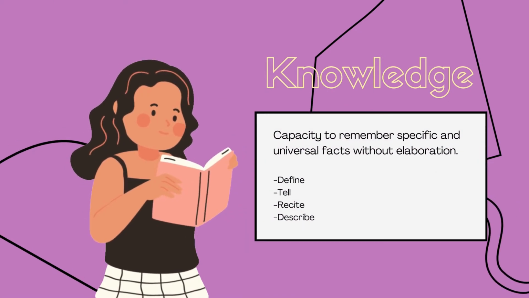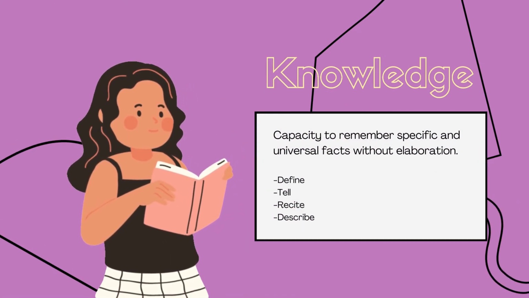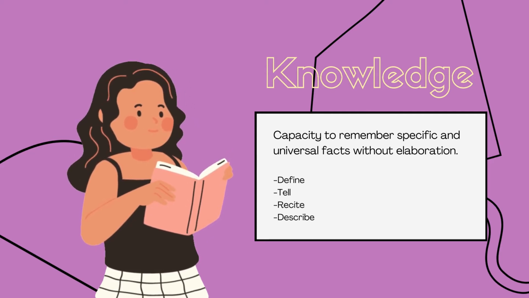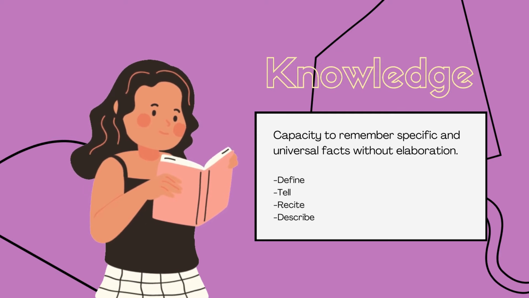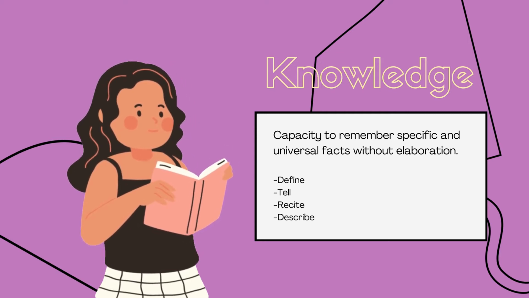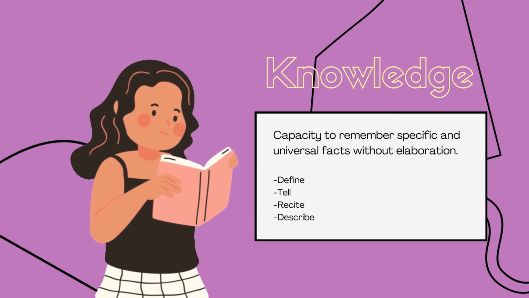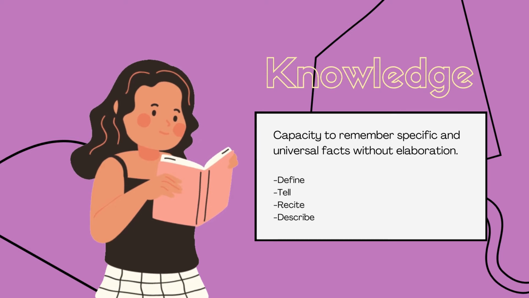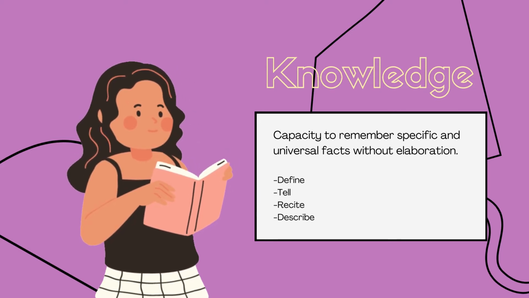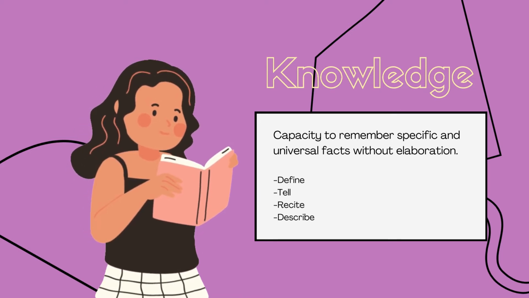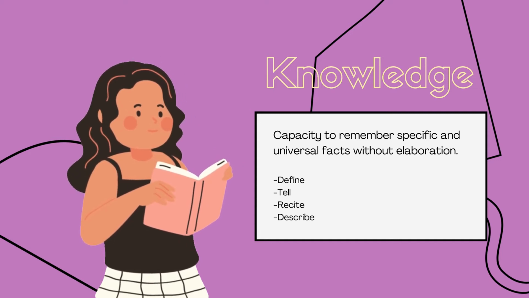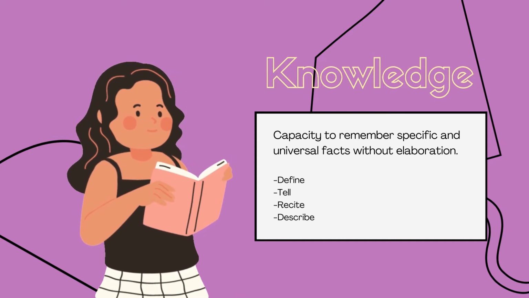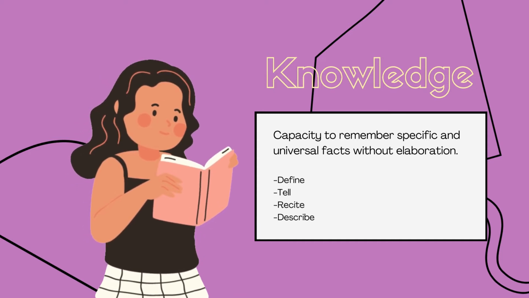The first point that I'm going to talk about is knowledge. Can be known as the capacity to remember specific and universal facts. The student recalls and recognizes information and ideas and principles. Terminology, which involves words and technical terms. The specific facts, which involves dates, parts of something, and events. And methodology, which involves methods of investigation, techniques, and procedures.